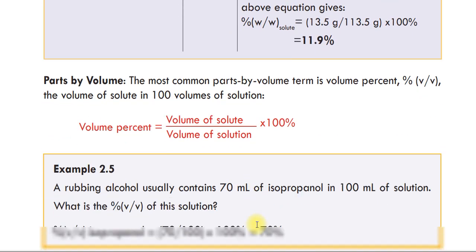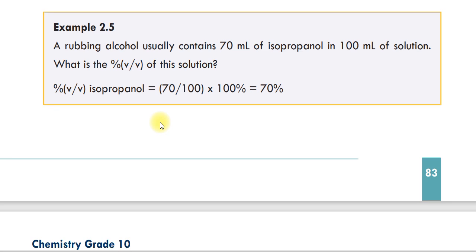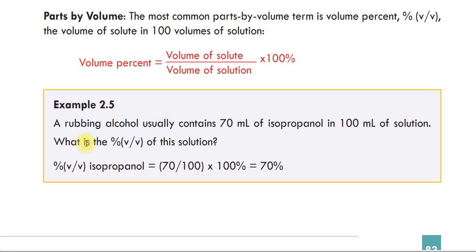በቪቪ ተካ ነው እንደማለት ነው። ምሳሌ ያለን ምሳሌያችን እንስራ። So a rubbing alcohol usually contains 70 milliliter of isopropanol in 100 milliliter of a solution. What is the volume of this solution, or the percent by volume of this solution?